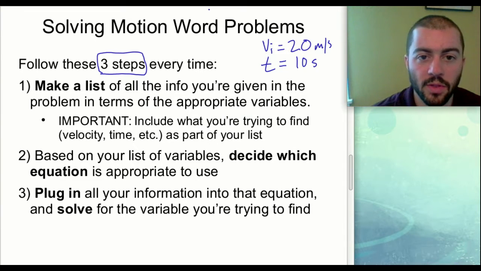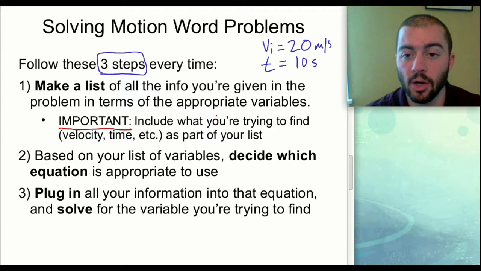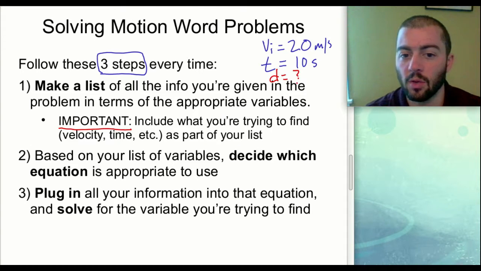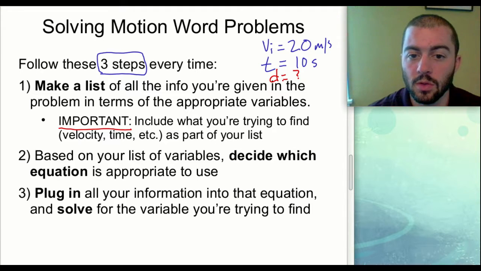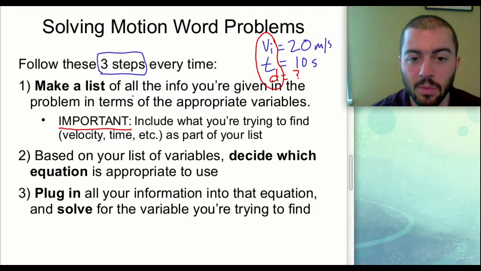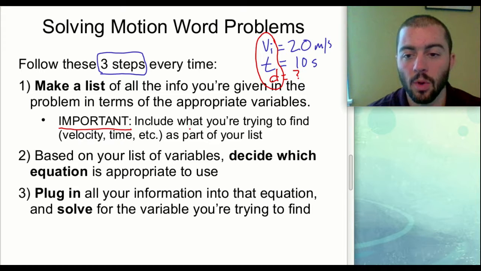One important thing to note here is make sure that in your list of variables you include the variable that you're being asked for in the word problem. So if it asks you to find what was the total distance traveled, then we're going to add distance down to our list and just leave a little question mark because we're trying to find it. Or if you were trying to find velocity, then you would list velocity as a question mark. You do want to include it in your list because then we know these are all of the variables that our equation needs to involve, and it'll help us pick out which equation to use. So first step is make a list of all your variables, including the one that you're looking for.